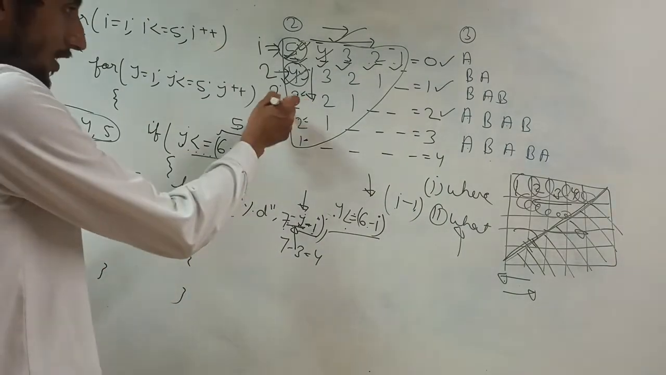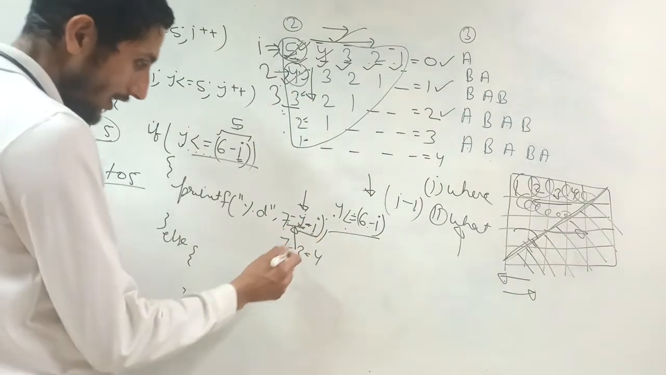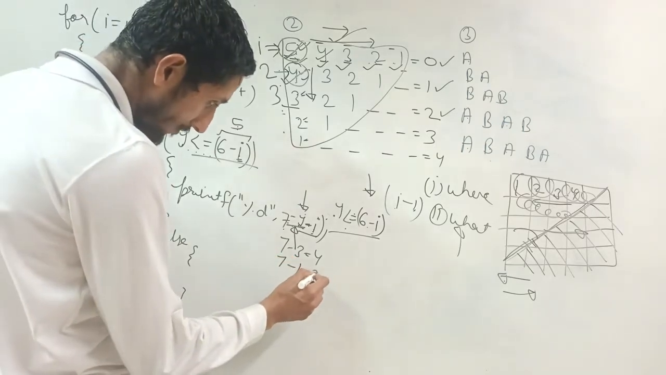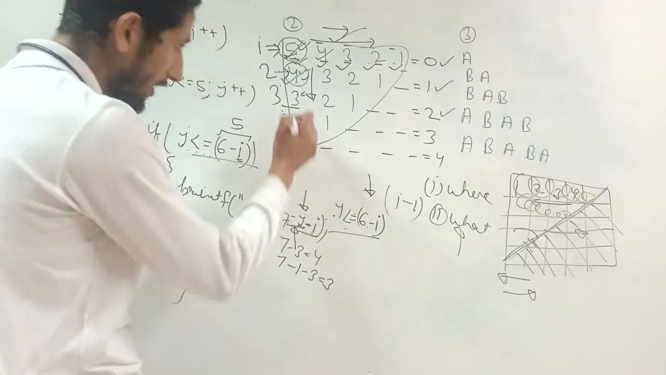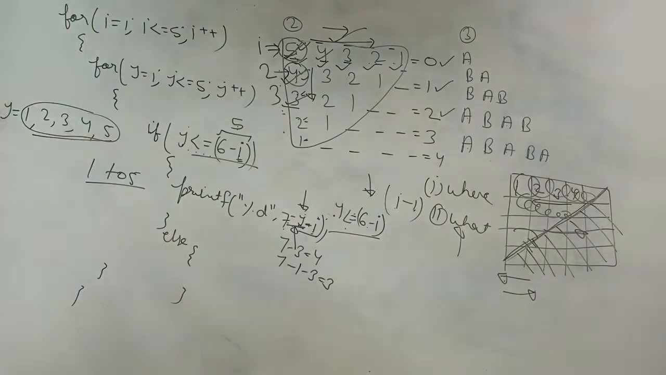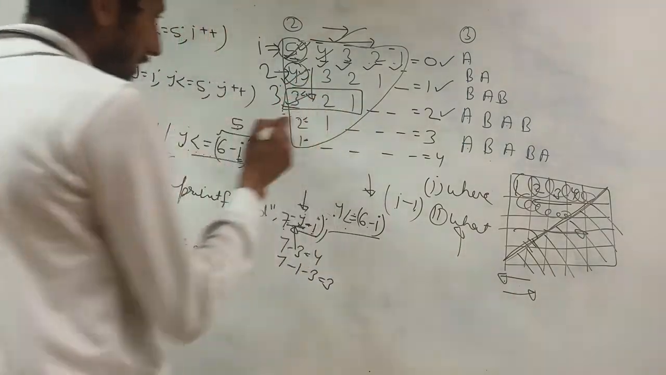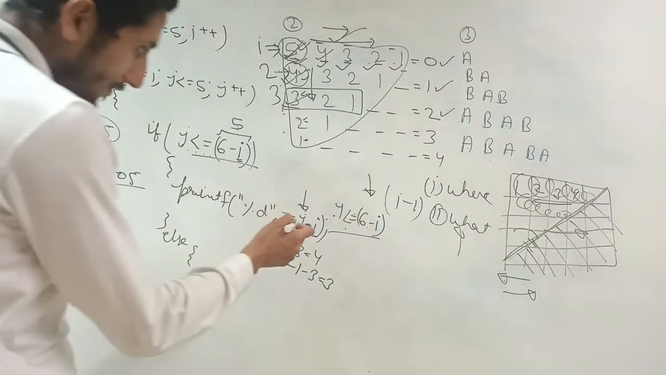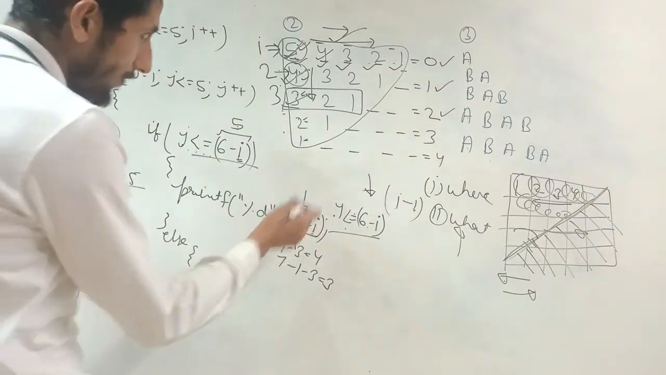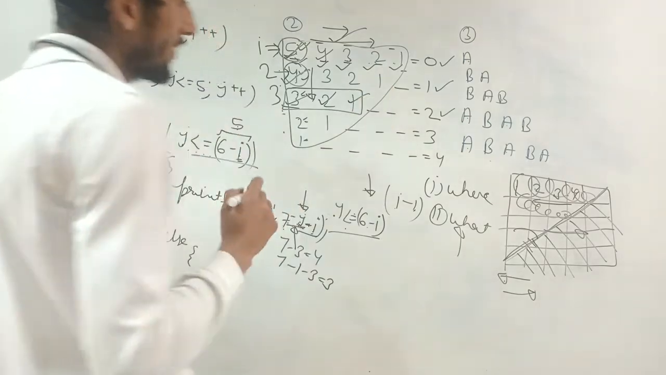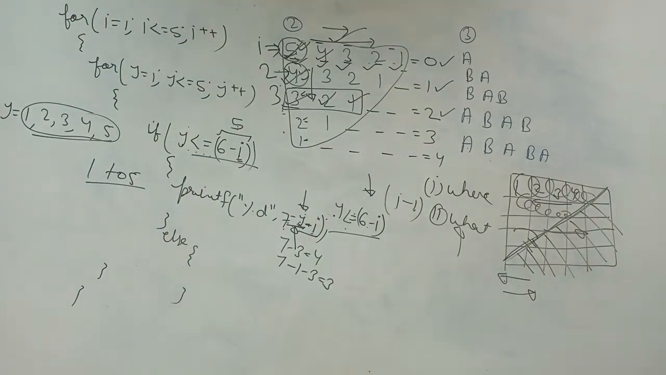In the next line, what will happen? The value of i becomes 3. So 7 minus 1 minus 3 means 3. It will start from 3. And for a particular row, the value of i becomes constant, but the value of j will decrease. So it will decrease by 1: 3, 2, 1. In this way, I can build this logic.